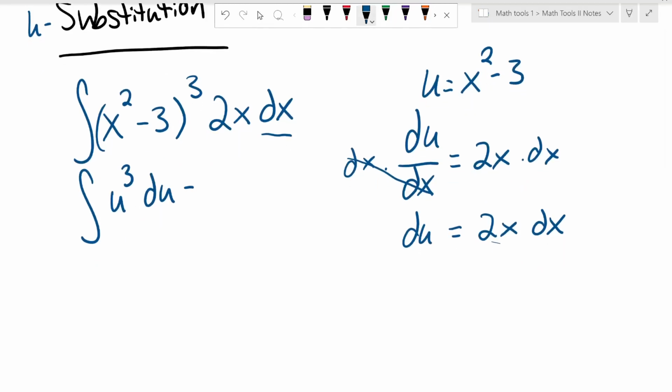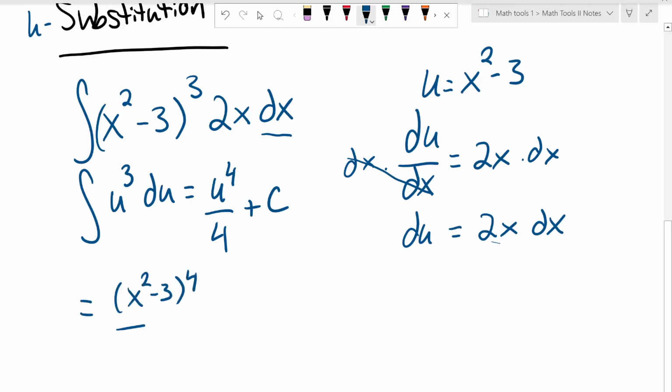So when we go ahead and do this now, this is just a straightforward power rule, right? u to the fourth over 4 plus c. And of course, we still want our answer to be in terms of x, so we can sub it back in. So this is going to be x squared minus 3 to the fourth over 4 plus c. And then that'll be our final answer.